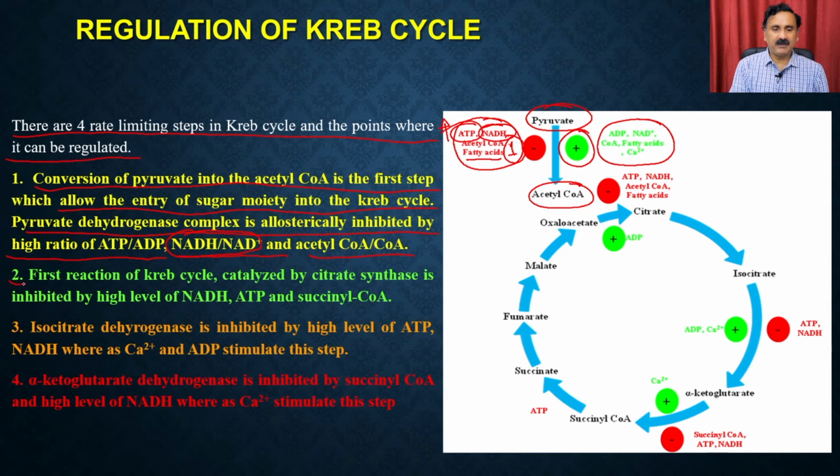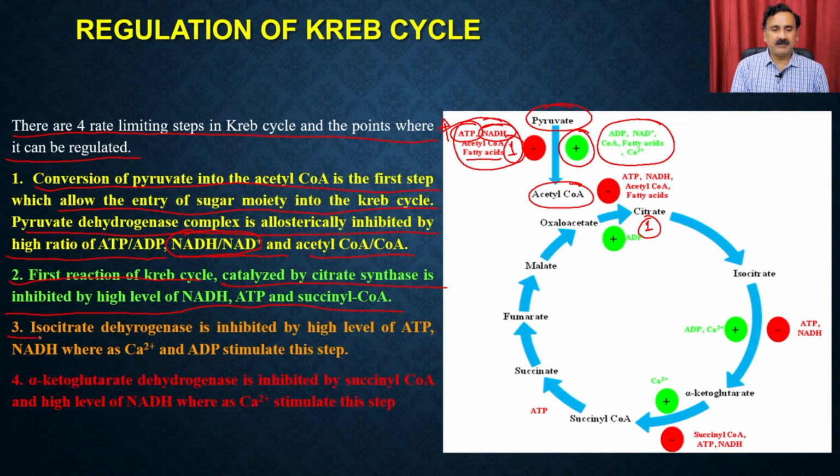Then the second step is the first reaction of the Krebs cycle, which is catalyzed by citrate synthase, and it is inhibited by high levels of NADH, ATP and succinyl CoA. This step, again catalyzed by citrate synthase, is also regulated or inhibited by high levels of NADH, ATP and succinyl CoA.